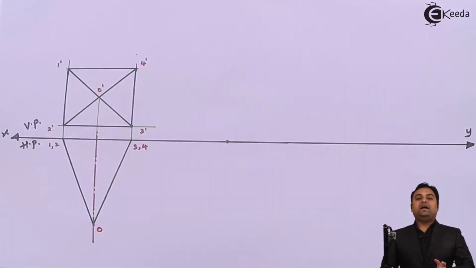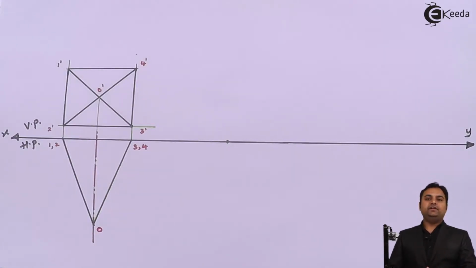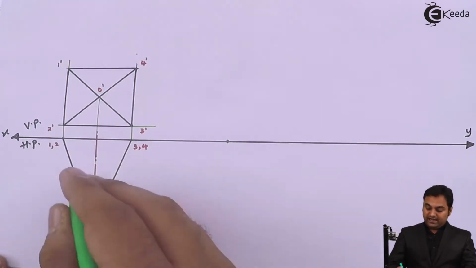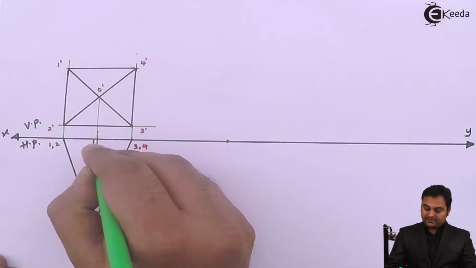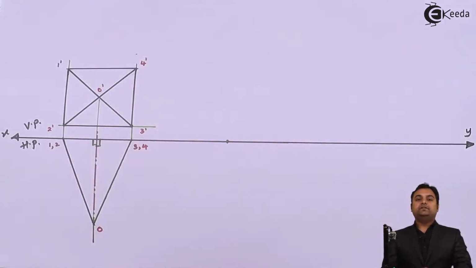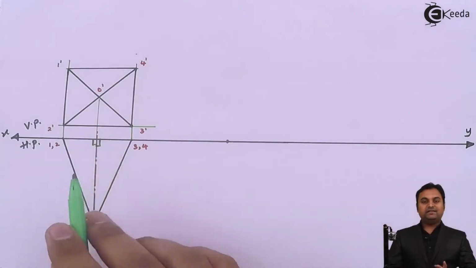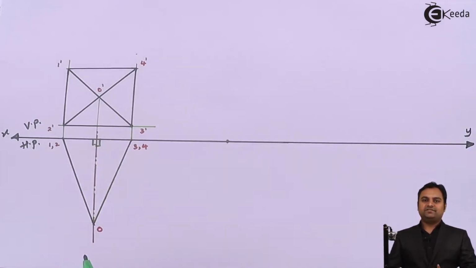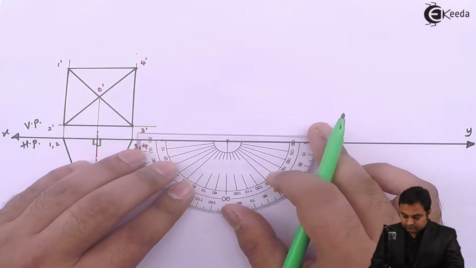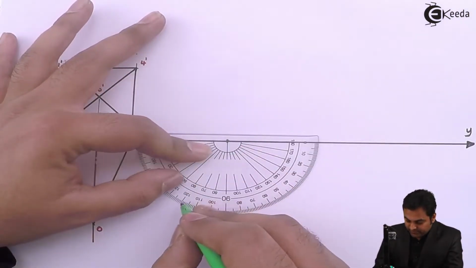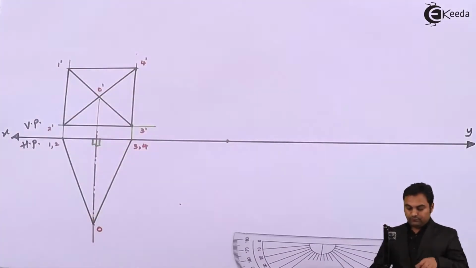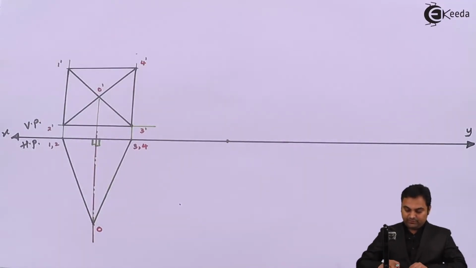Now, if the axis is inclined at 30 degree, it means the base is inclined at 60 degree because axis and base are perpendicular to each other. So if the inclination of the axis is given, the inclination of the base will be 90 minus the inclination, that is 90 minus 30. So the inclination of the base is 60. So here I am taking an angle of 60 degree. That indicates the inclination of the base.